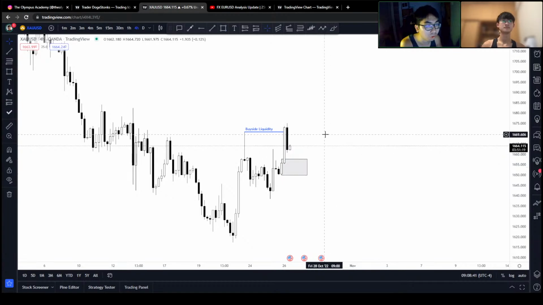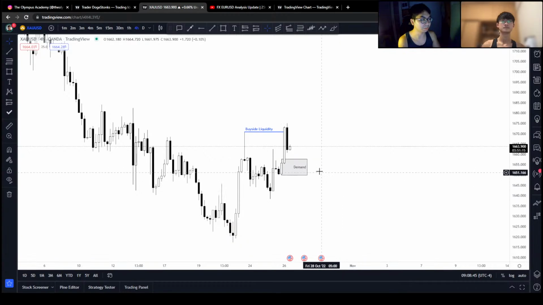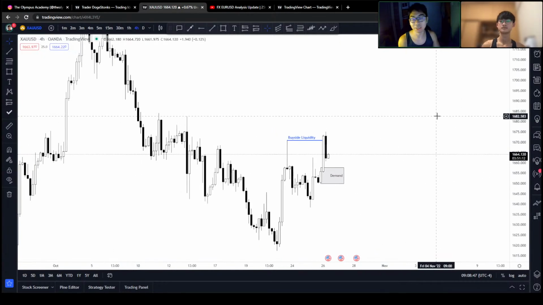So this is a 4 hours demand area. So I'll just write it out. So any thoughts from you, Chenyu?